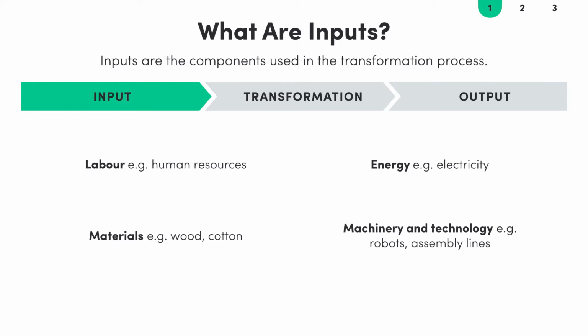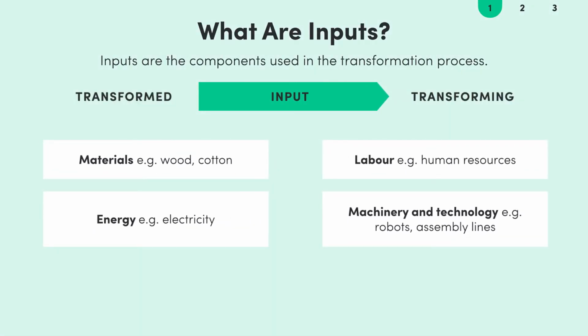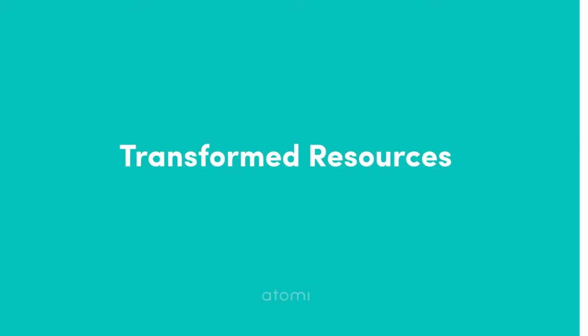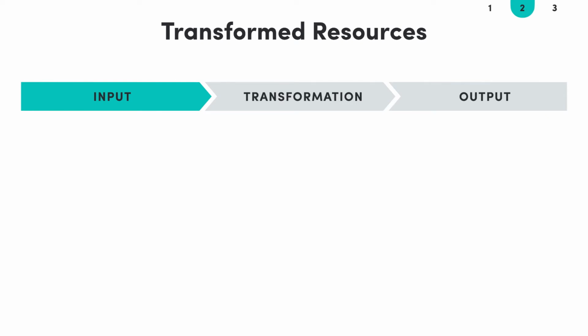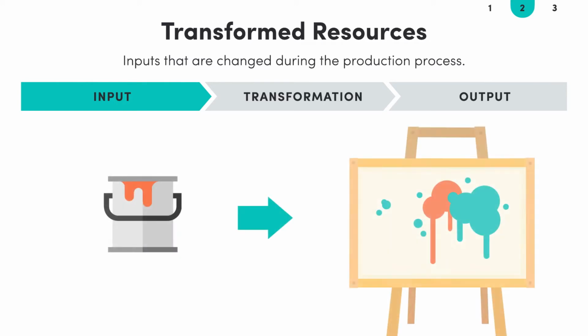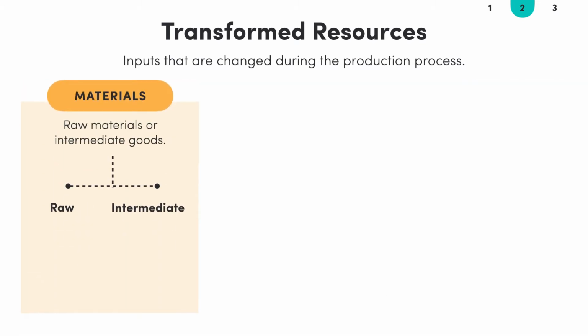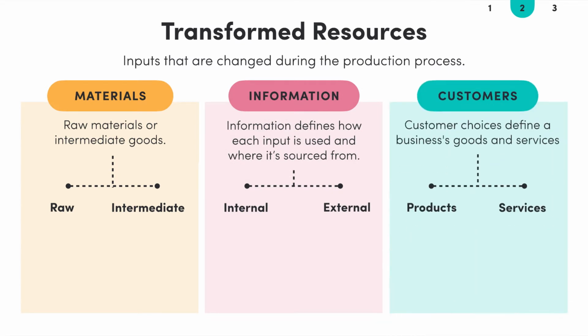Inputs can also be split into transformed and transforming resources. Let's start by checking out transformed resources. These are called transformed because they're inputs that are changed during the production process, like how a bottle of paint will end up splashed across a canvas in an artwork. These are split into three areas, which are materials, information, and customers.